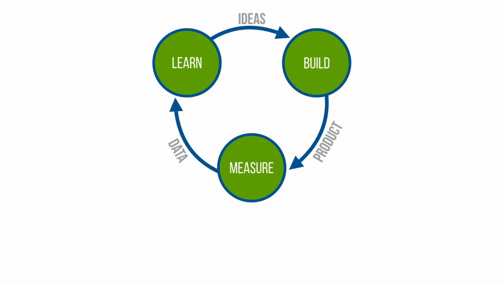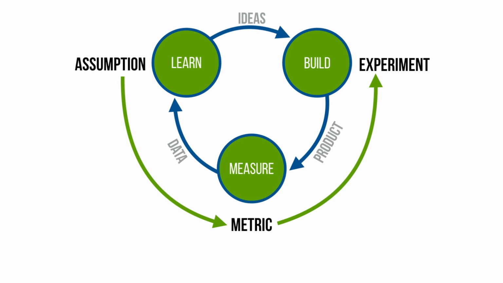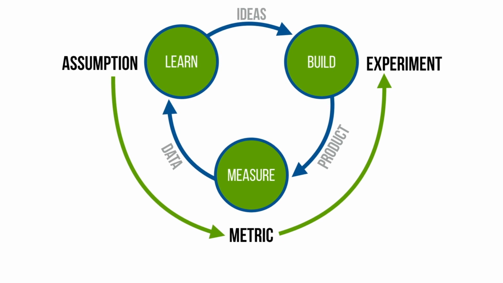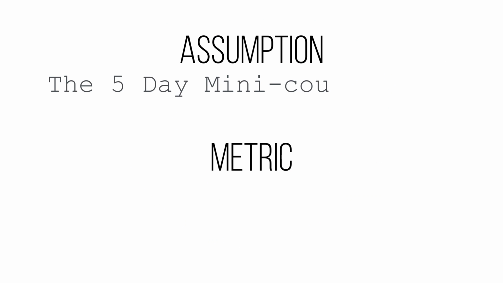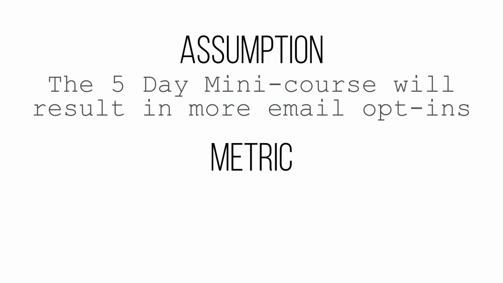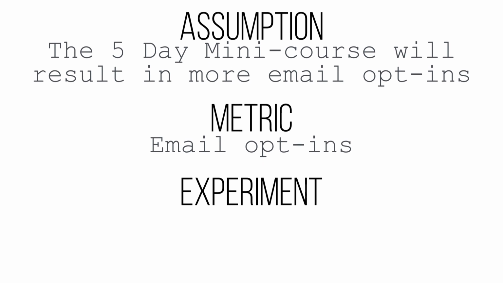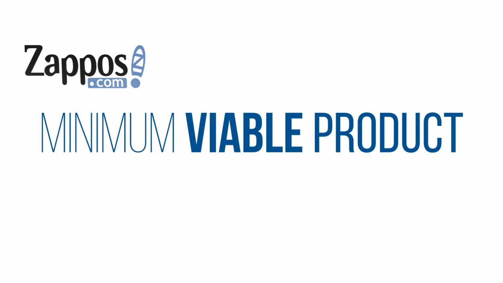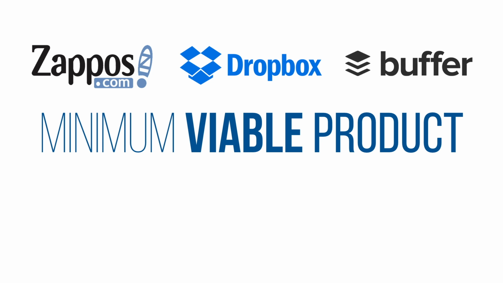We looked at the build, measure, learn model and its counterclockwise flow: assumption, metric, experiment. After a little bit of waffling, I came up with this assumption. The 5-day mini course will result in more email opt-ins, which implied this metric, email opt-ins. But what would be a good experiment? What might we use as our minimum viable product? We looked to Zappos, Dropbox, and Buffer for inspiration.